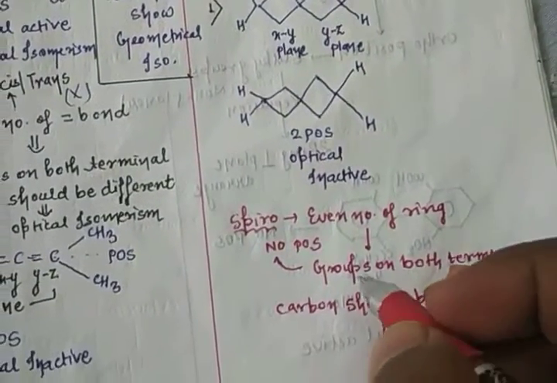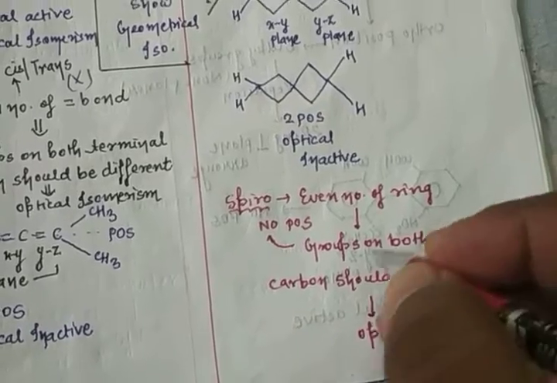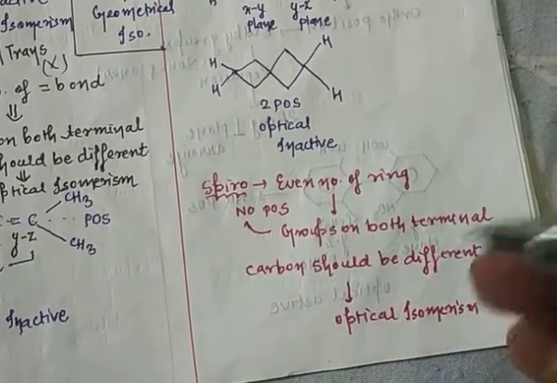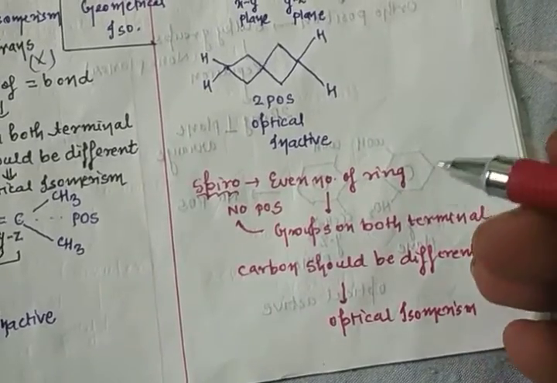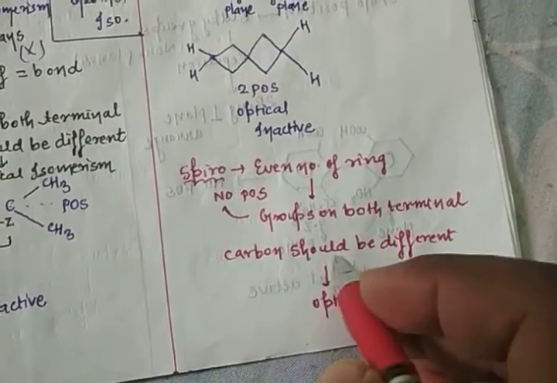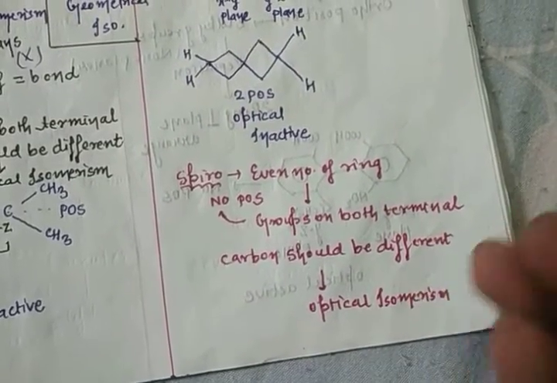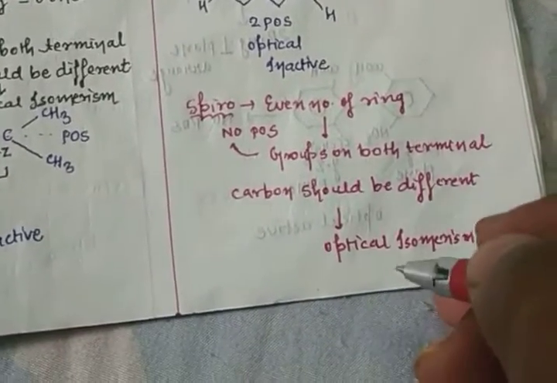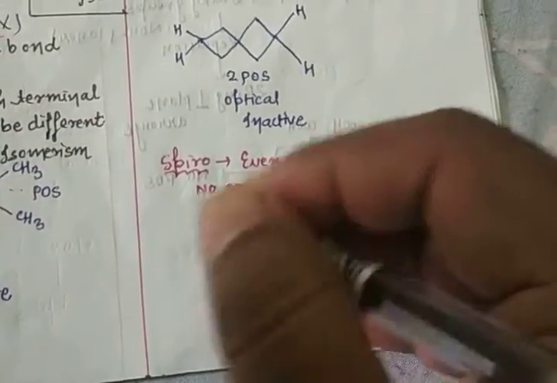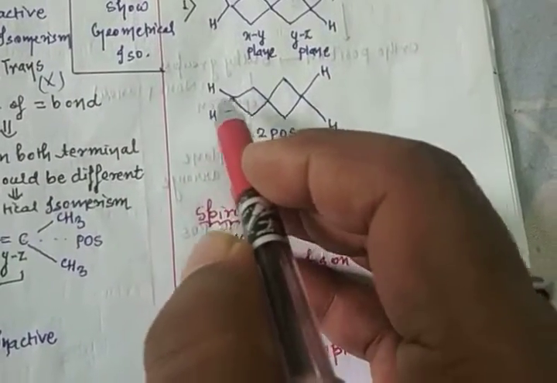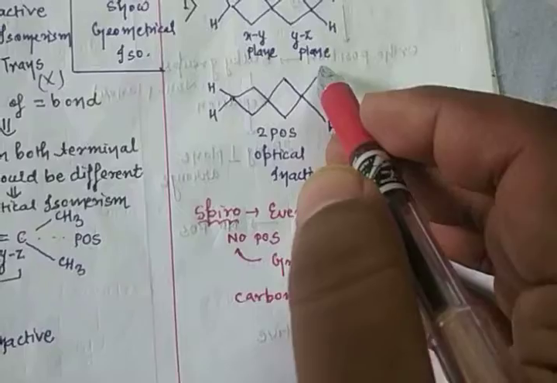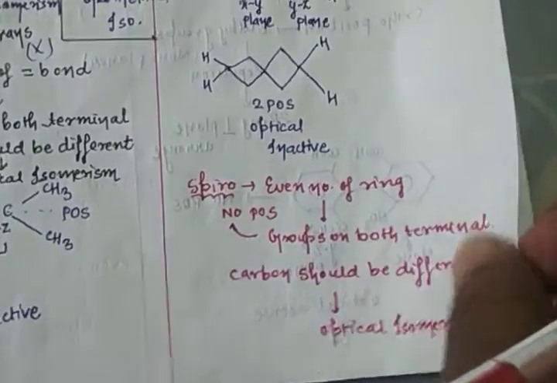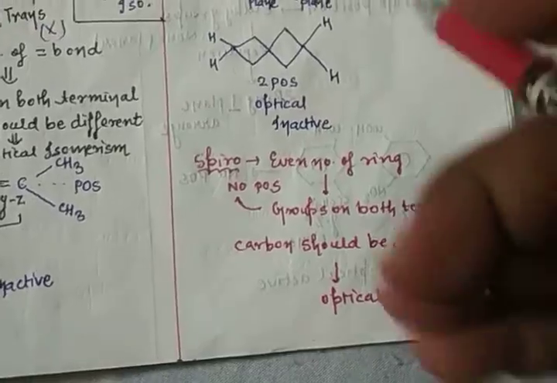It means optically inactive. So with an even number of rings, the groups on both terminal carbons should be different. If the terminal carbon has substituents, look, just check, the groups on both terminal carbons should be different, definitely different in both terminal carbons. It means the compound shows 100% optical isomerism and there is no plane of symmetry. But in this case there is one plane of symmetry, one hydrogen the same, hydrogen the same. There are 2 planes of symmetry. It means the compound is optically inactive.